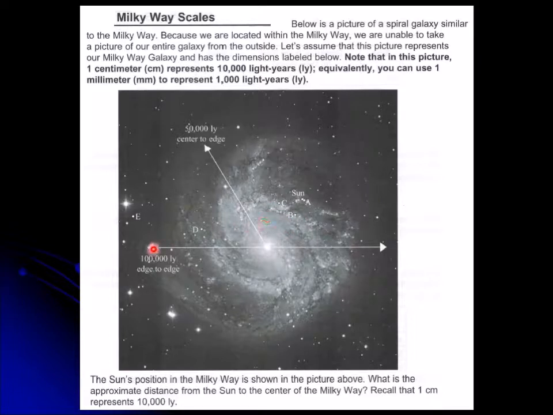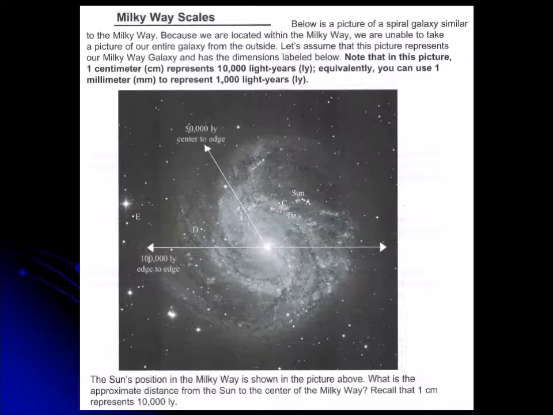And they're giving us the scale from edge to edge. They are saying that this length is 100,000 light years. From center to edge is half of that, 50,000. And there are some other points labeled here, D there and E here. And you're supposed to use a ruler and get a scale for this using your booklet.